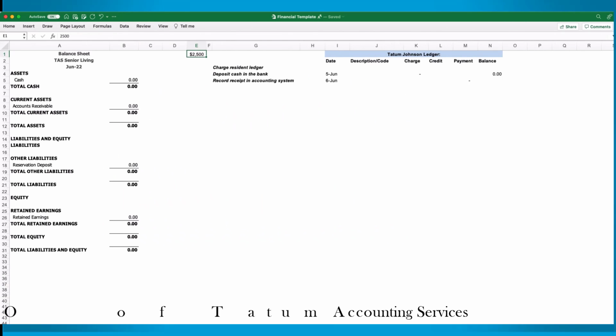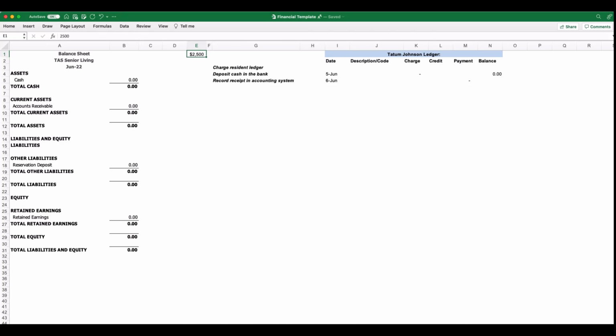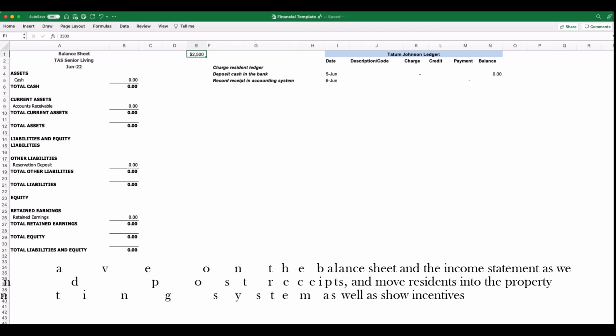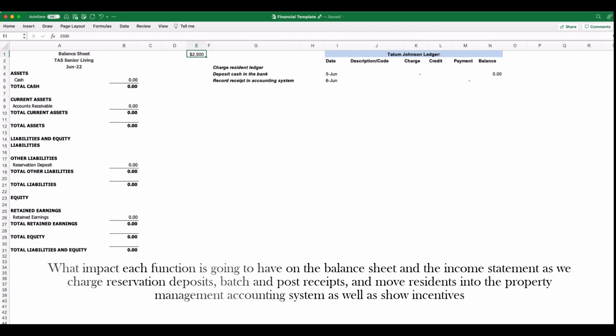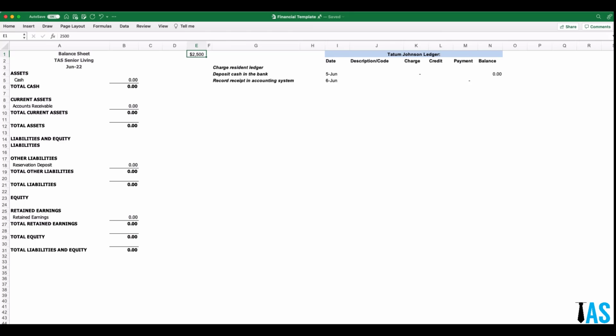Hello everyone, here is a quick video that's going to go through our reservation and move-in process, but more importantly, it's going to align the financials and display what impact each function is going to have on the balance sheet and the income statement as we charge reservation deposits, batch and post receipts, and move residents into the property management accounting system, as well as show incentives. We're going to look to see how that impacts the balance sheet and the income statement.